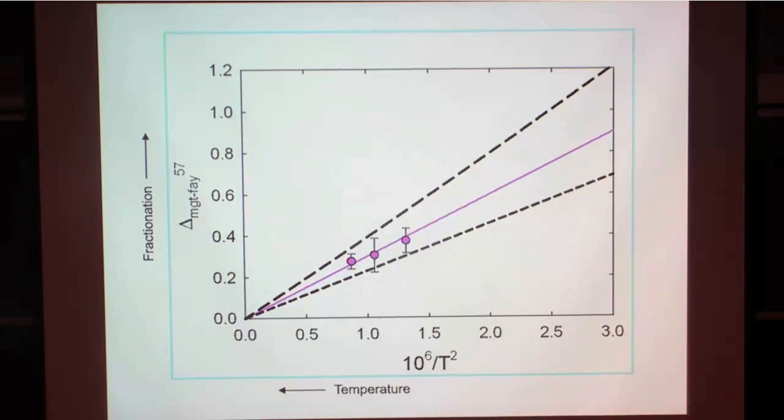What's the actual temperature range there of the experiments? 600 to 800 C. Did you use pure fayalite, or is it just the fayalite component? This is pure fayalite.